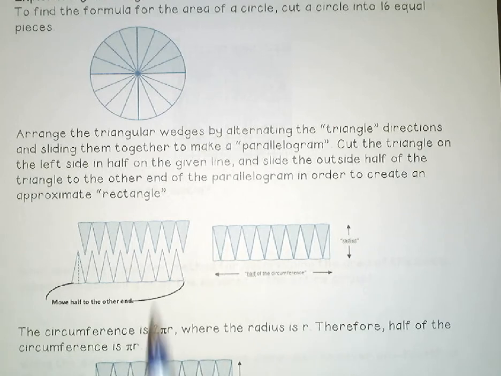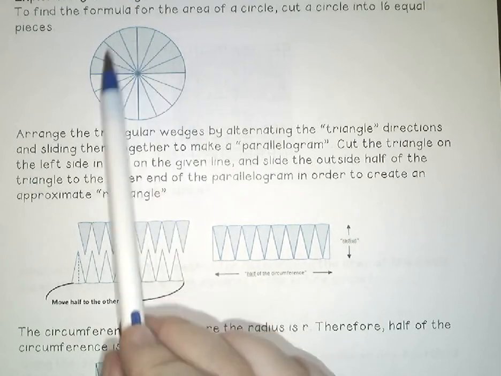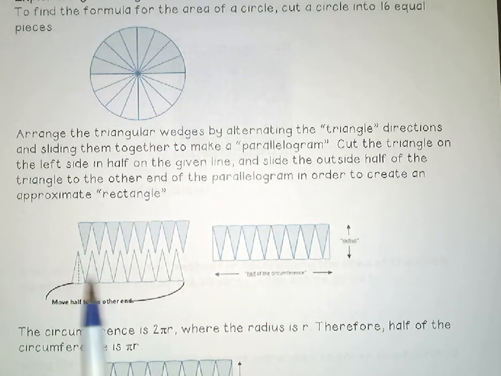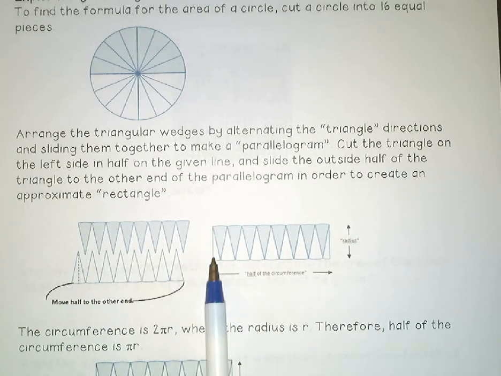So what they did here is they took those slices of the circle and they put the bottom part here, the top part here. They slid them together and it became the parallelogram. Then they cut this little piece in half and put that other half to the other side. And that became a rectangle.